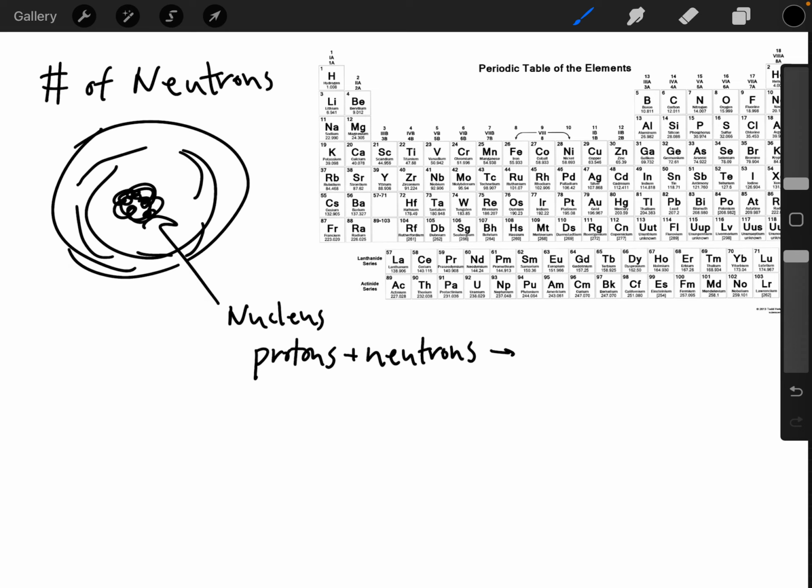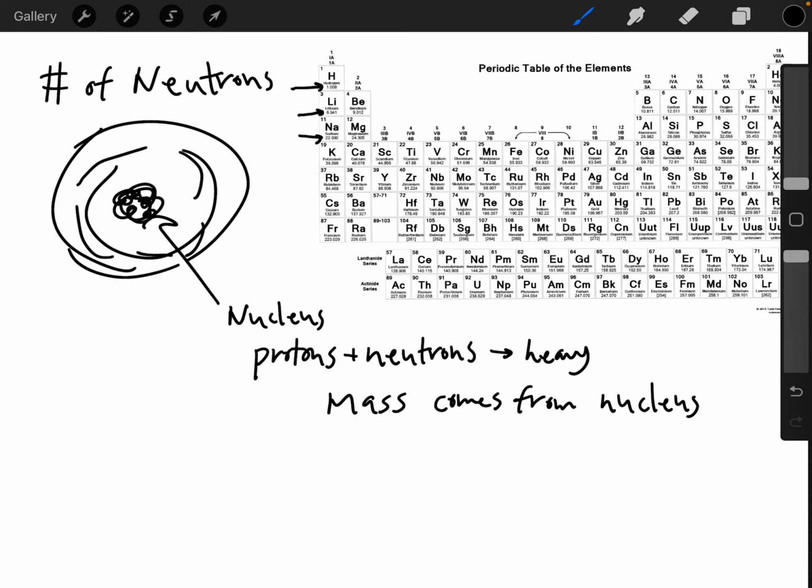Protons and neutrons are relatively heavy compared to electrons, so most of the mass comes from the nucleus. If you look at your periodic table, this rounded number down at the bottom of each one is called your atomic mass. Your average atomic mass is basically an average of all the isotopes, or all the different sizes of the element, to give us a good idea about how big that element is on an atomic level.